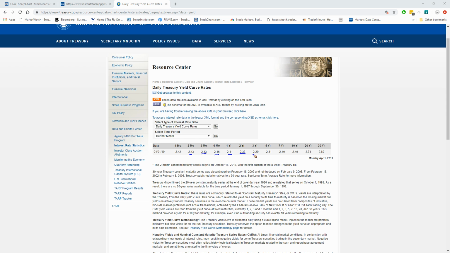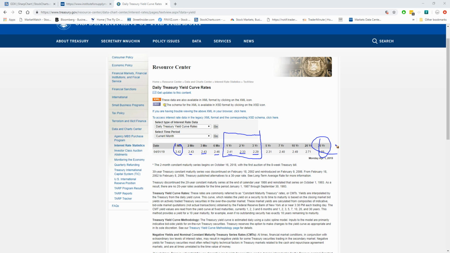Heck, why not throw another year on that? It's even cheaper, 2.29. This middle side of the curve is inverted. It's absolutely inverted. And I know the traditional thought is yield curve inversion is when the front end and the back end are different, but the middle part of this curve is absolutely inverted out there.